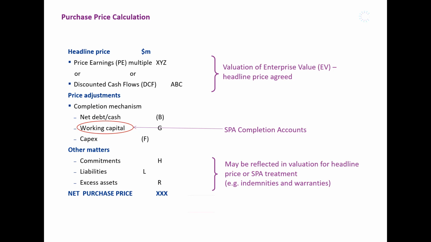Working capital is similar in that regard, which is why we don't adjust it dollar for dollar. It's assumed that when you're paying for it, you're including the current assets and current liabilities of the business that are required to generate those profits. For example, inventory is a good example.